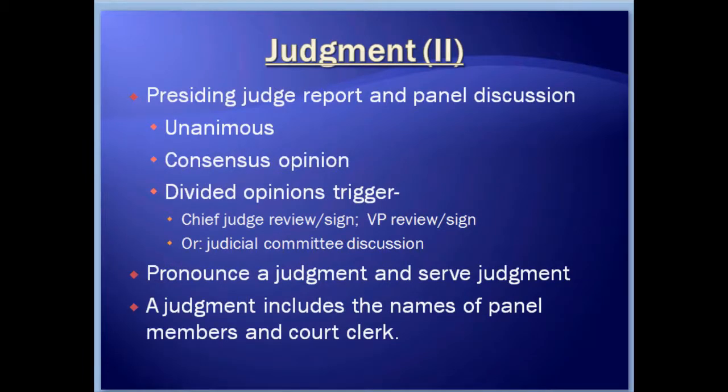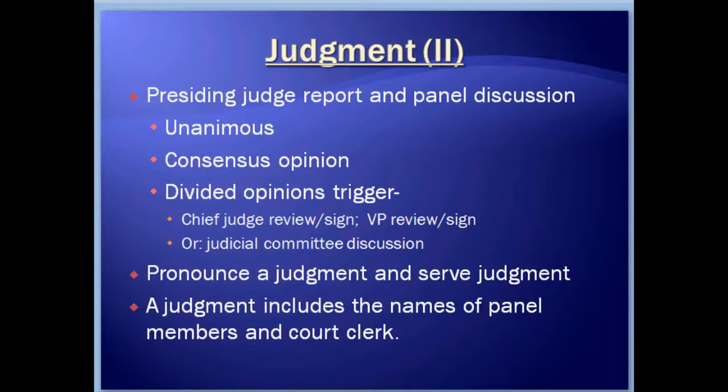Okay, the judgment-making procedure. Usually after a court trial, the three-judge panel is going to sit down together and deliberate the case. The first step is the presiding judge reports the case, usually with a written case report, and the panel discusses the case because they all participated in the court trial already. The first possible outcome is a unanimous decision. Unanimous refers to all three judges reaching the same opinion.